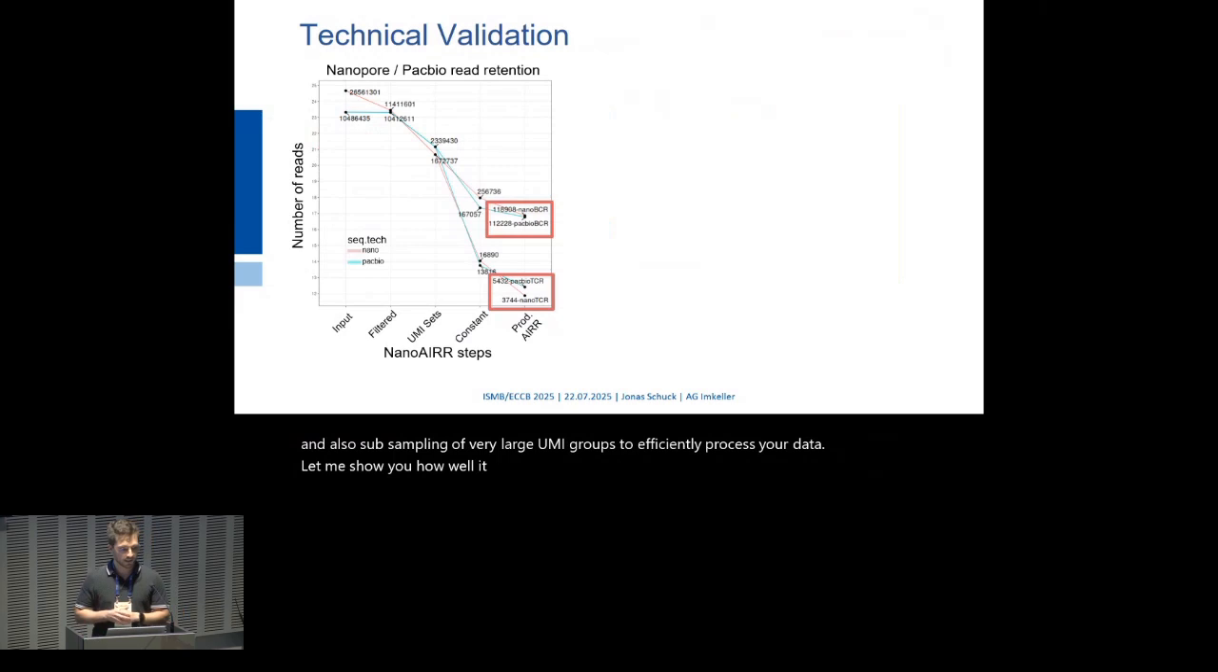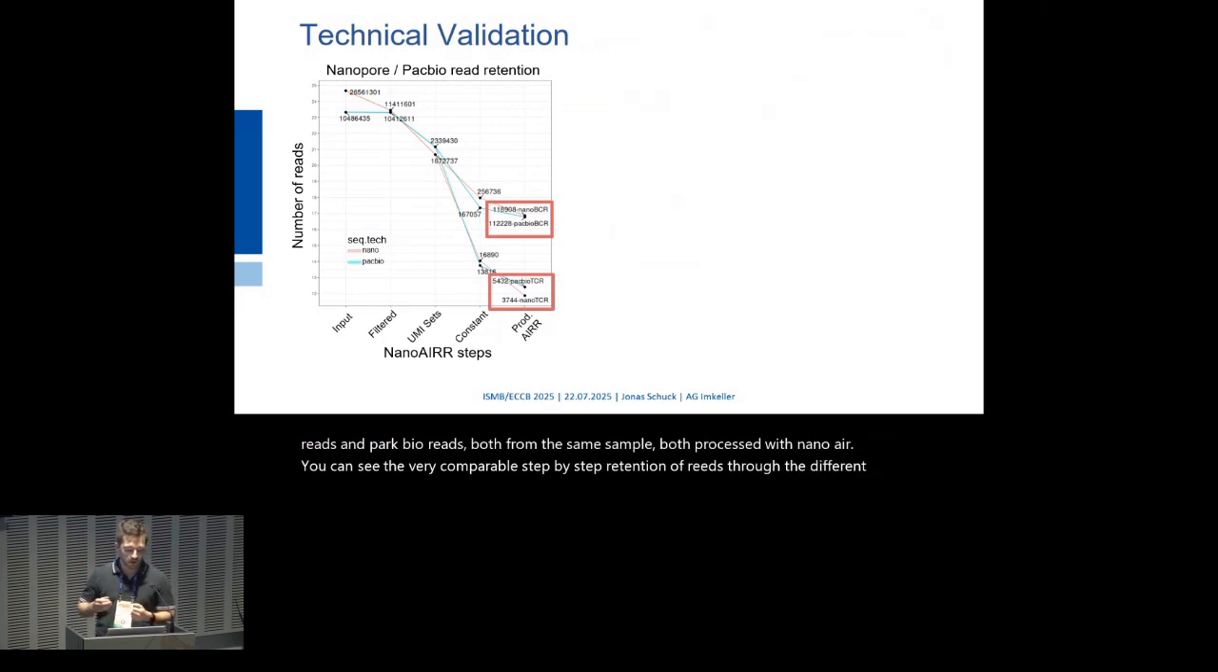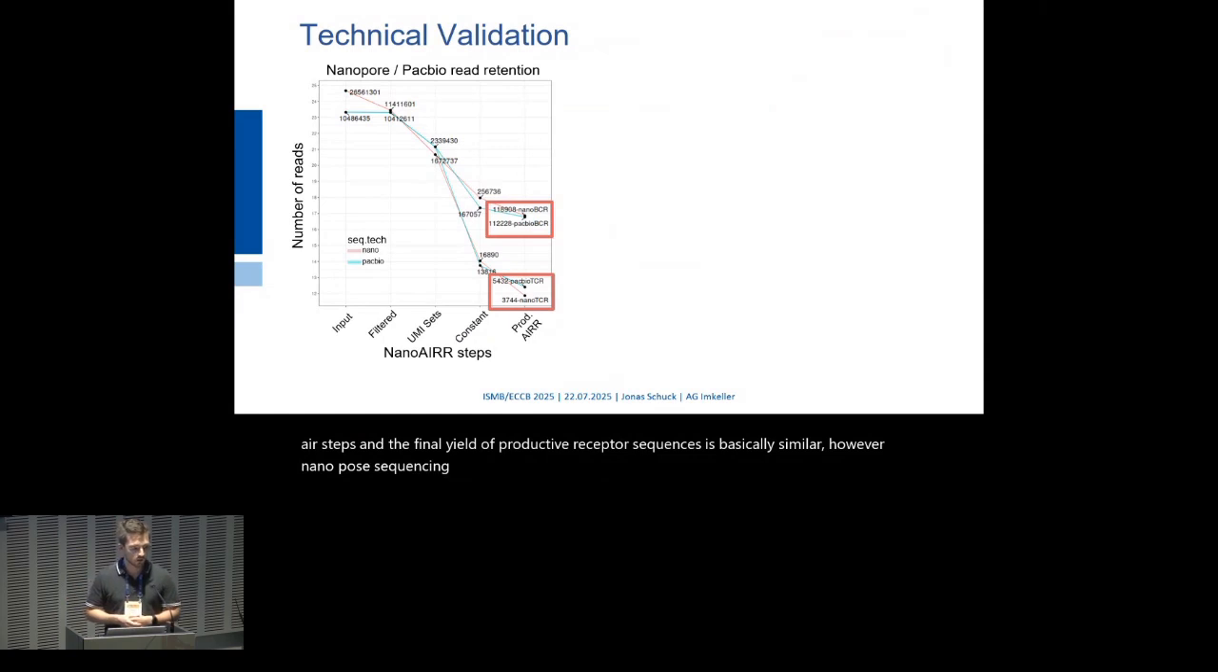So as a technical validation, we compared Nanopore reads and PacBio reads, both from the same sample, both processed with NanoAIRR. You can see the very comparable step-by-step retention of reads through the different NanoAIRR steps. And the final yield of productive receptor sequences is basically similar. However, Nanopore sequencing is more accessible in the labs and more cost-effective.